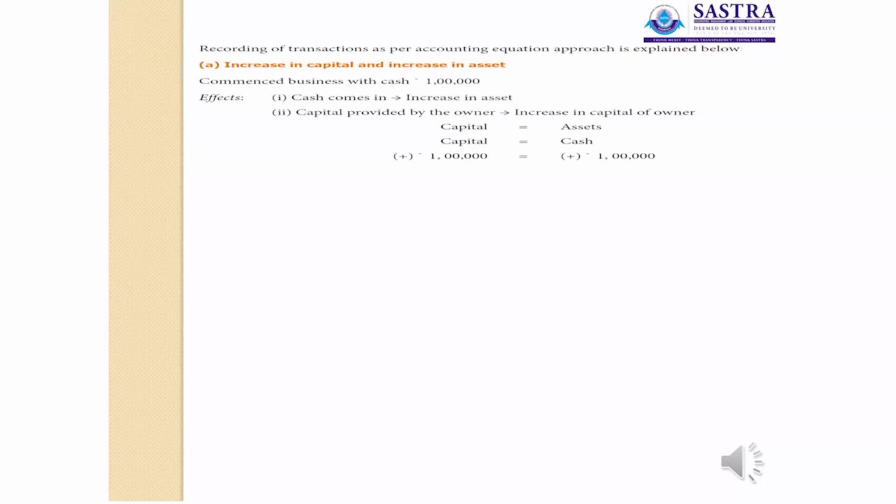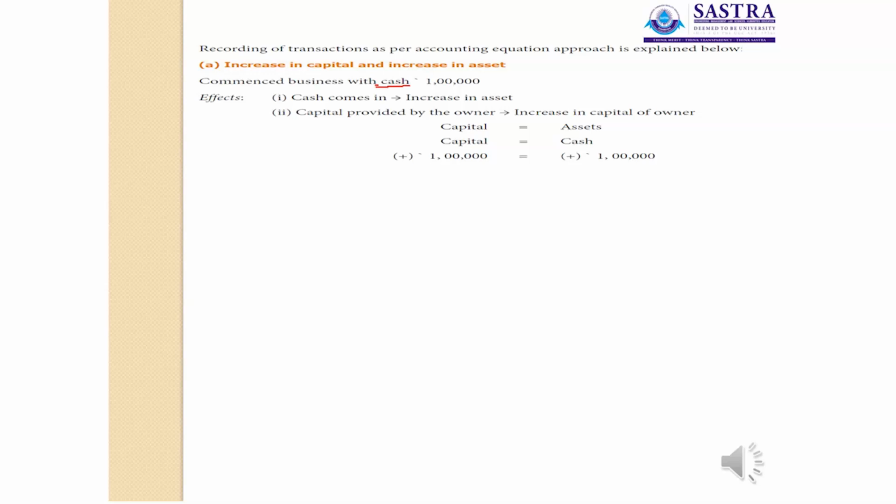Let us see how the transactions work as per the accounting equation approach. Here the first one is increase in capital and increase in asset. For example, commenced business with cash, rupees 1 lakh. Here there are the cash account and the capital account. What are the effects of the transaction?